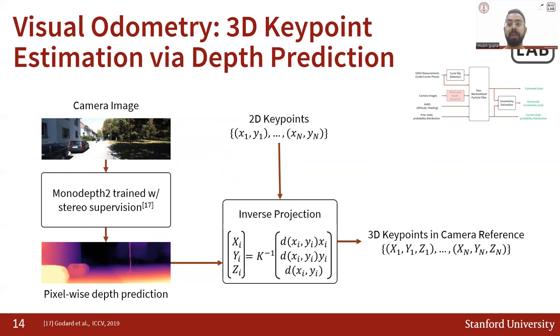We use a neural network for this task because generating pixel-wise depth from a monocular camera image is inherently an ill-posed task. However, previous research has shown that a neural network is able to perform this task using heuristics fairly well. Using the pixel-wise depth predictions from the neural network, we project the 2D key points that we detected on the camera image using the camera projection matrix and inverse projection into 3D key points that are in the camera reference frame.